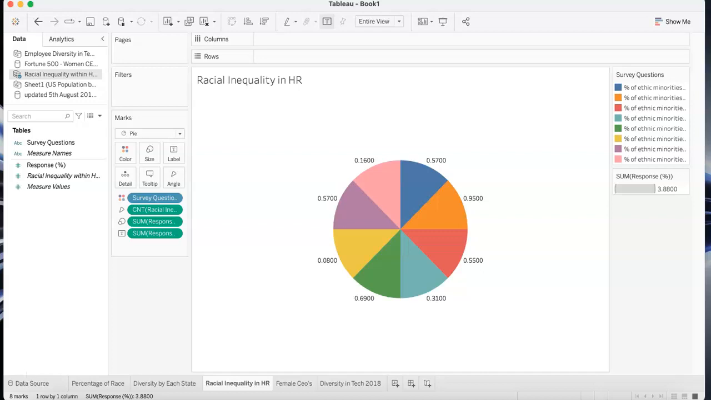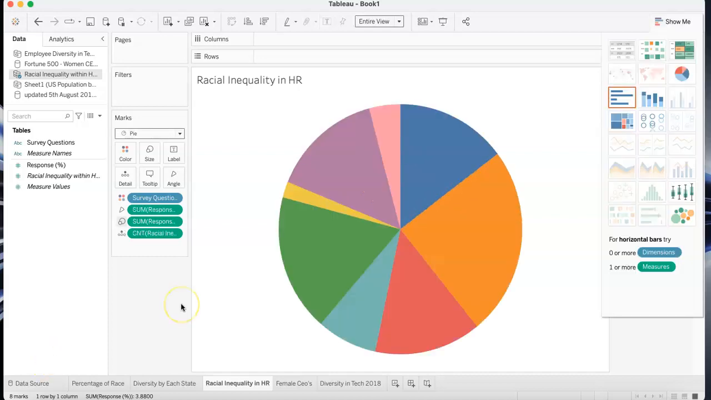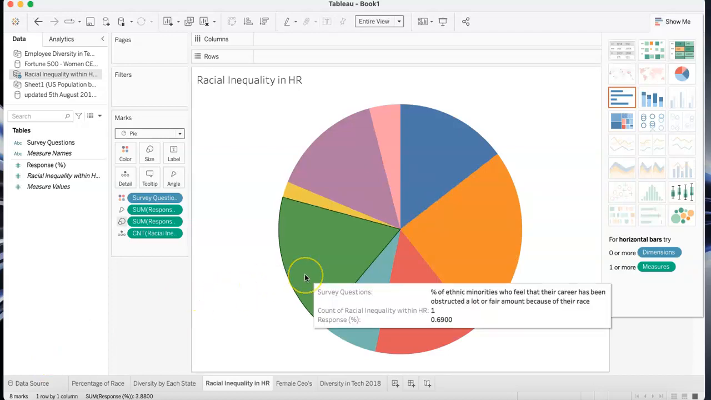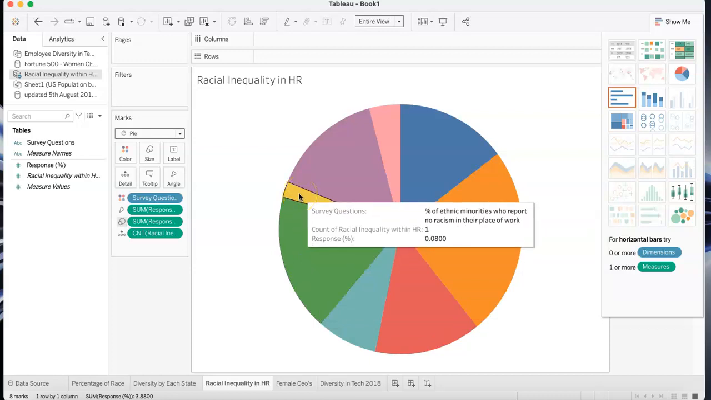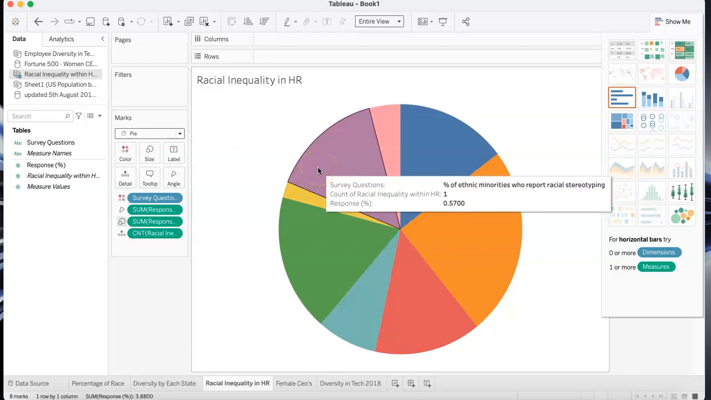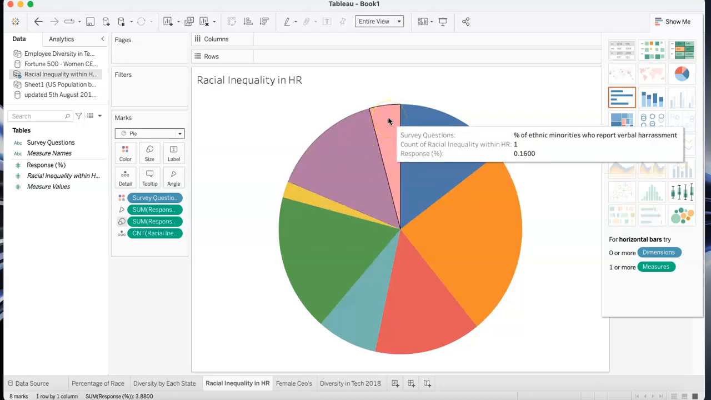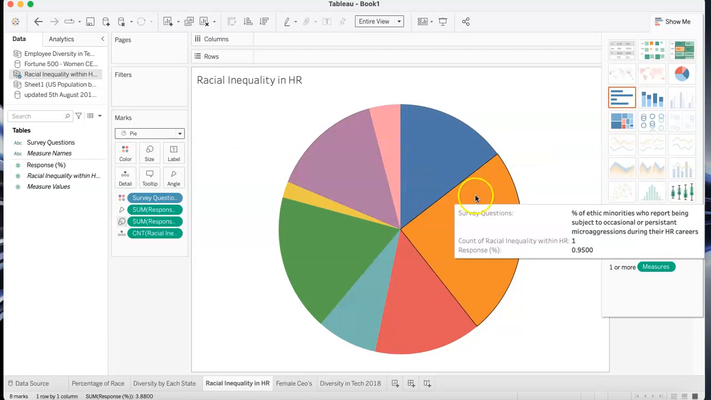So, in one of the data sets, there was actually a survey that went out to people to find out where racial equality exists within HR. In this pie chart that I created, the survey questions that went out were about the number of ethnic minorities who feel that their career has been obstructed a lot due to their race, people who reported there's no racism in the place of work, those who reported racial stereotyping, those who reported verbal harassment, and those who reported being subject to occasional and persistent microaggressions during their HR careers.